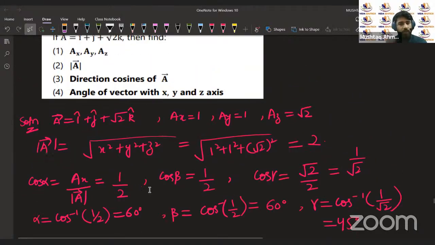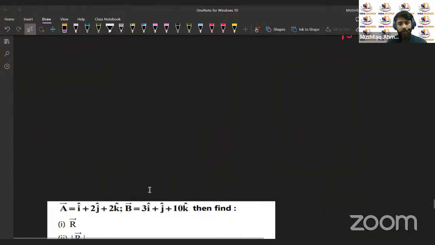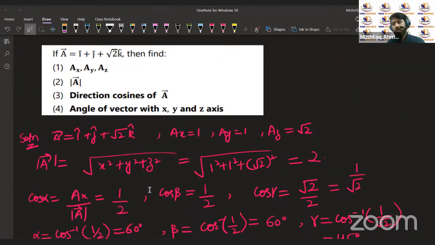In the fourth part, we have been asked for the angle of the vector with x, y, and z. And we also calculated that the angle with the x-axis is 60 degree, with y it's also 60, and with z it is 45 degree. So this is how we calculate the direction cosines of a vector if the given vector is in rectangular form. And we also try to find the direction of that vector with respect to the x-axis, y-axis, and z-axis. The direction is found by using the direction cosines, and we calculate the angle that the vector makes with x, y, and z.